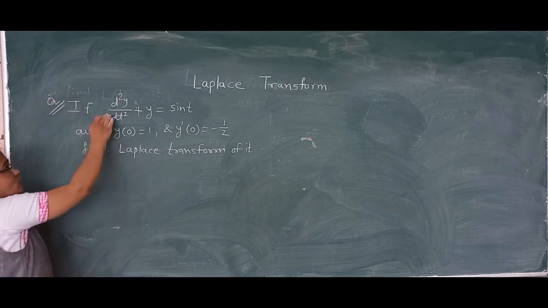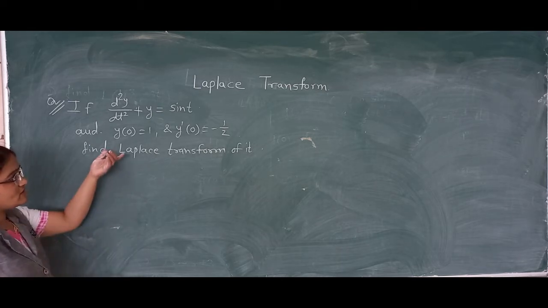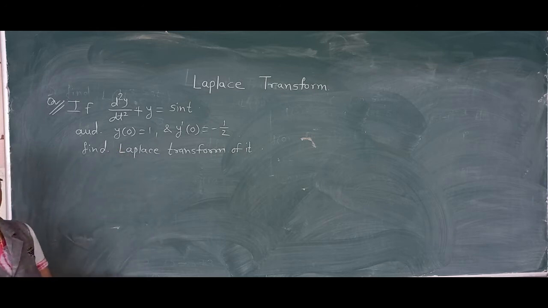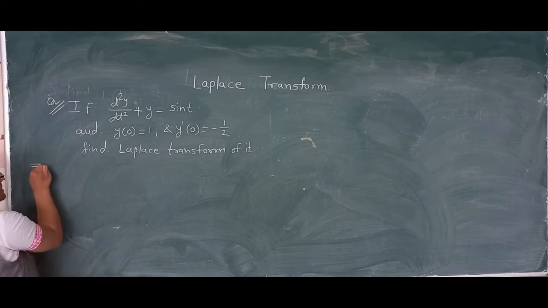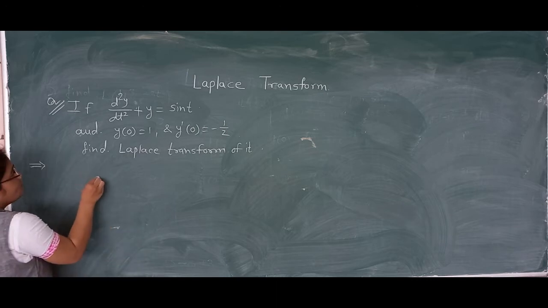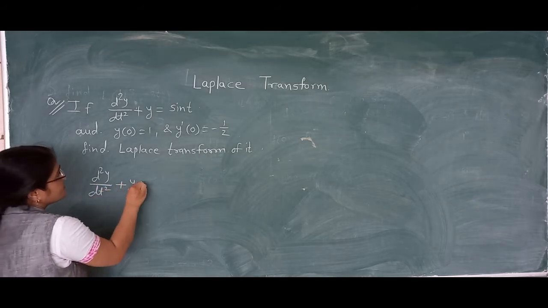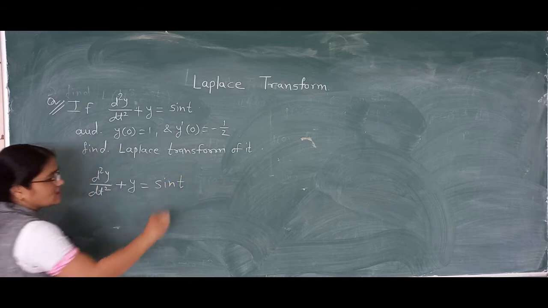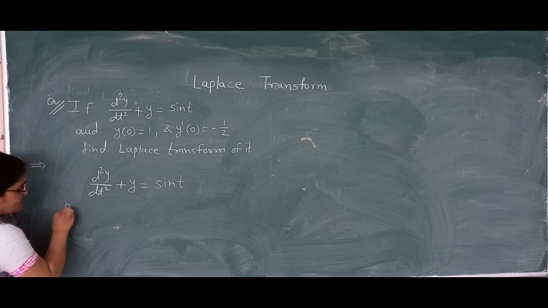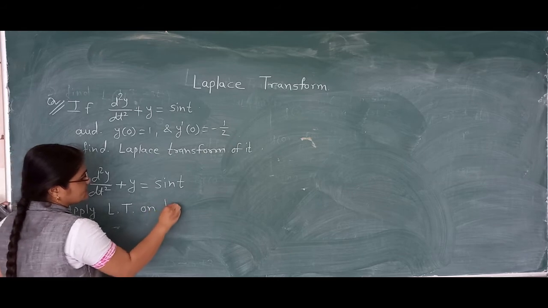Now actually they don't want the solution of this differential equation. To find the solution of a differential equation, first we have to apply the Laplace transform, simplify it, and then apply the inverse transform. But this is only the half part of it, that is, find the Laplace transform of it. So whatever may be the differential equation, that is d2y upon dt square plus y equal to sin t, is the given differential equation. Apply Laplace on both the sides.